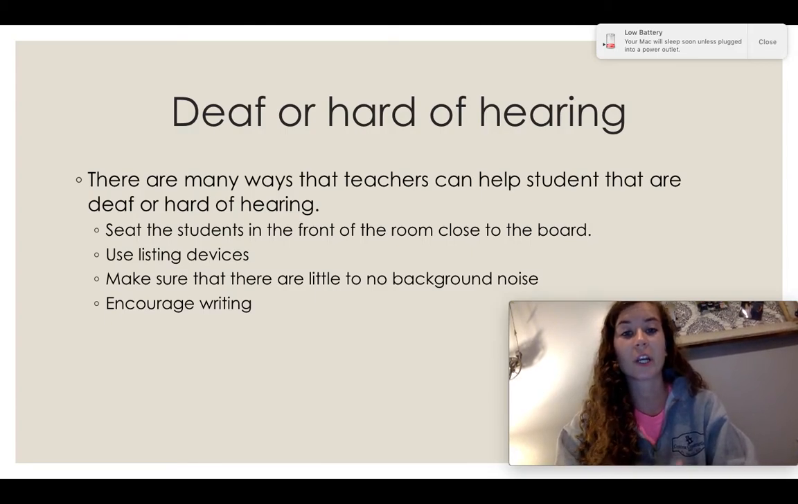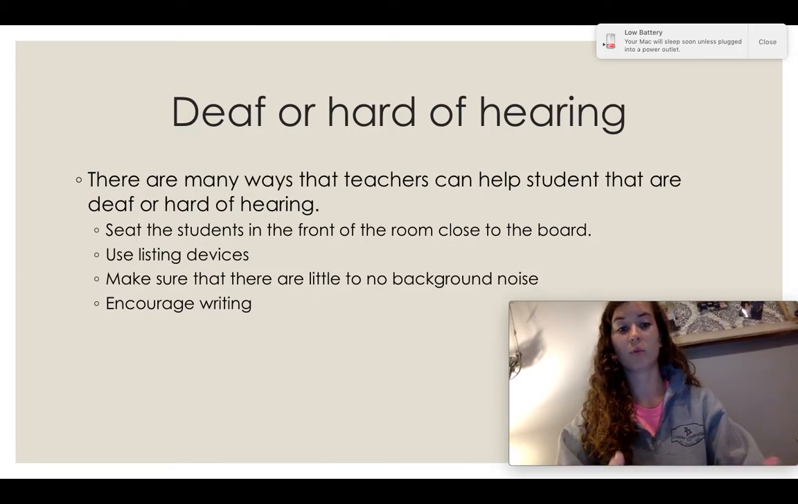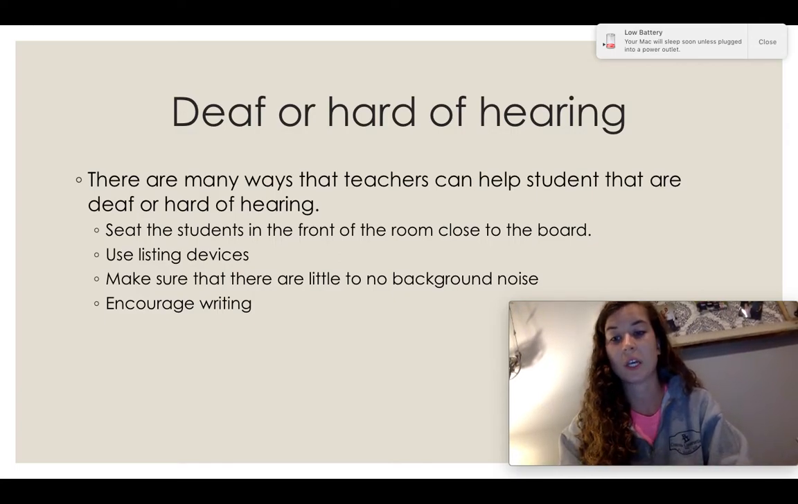Deaf or hard of hearing: there are many ways teachers can help students that are deaf or hard of hearing. The first and major thing is seat the student in the front of the classroom, close to the board, so that they are close to you. They can hear you. They can also see what you're saying in case they can read your lips, things like that. Also use listening devices.